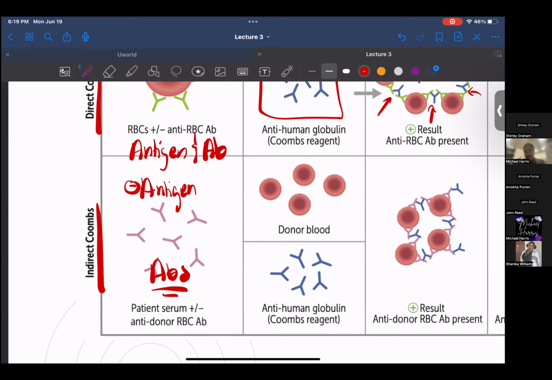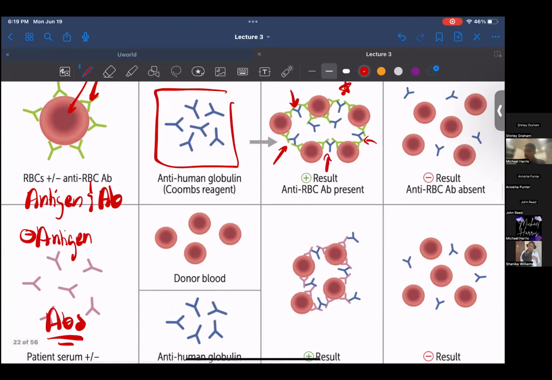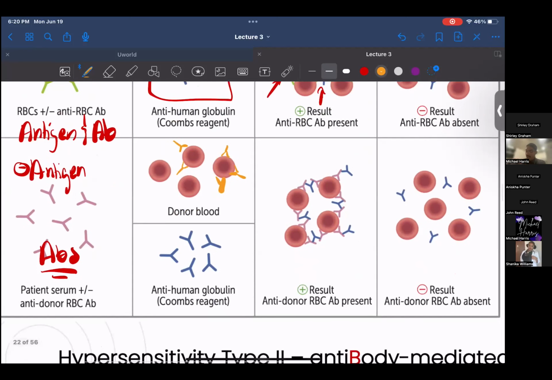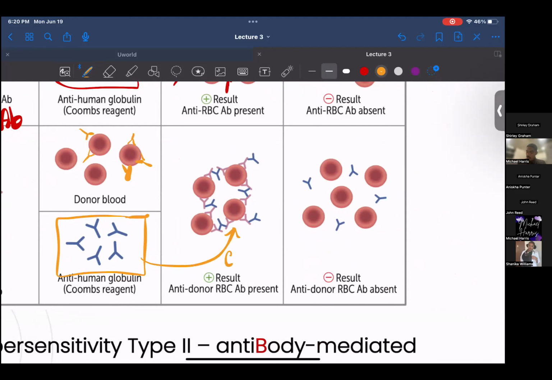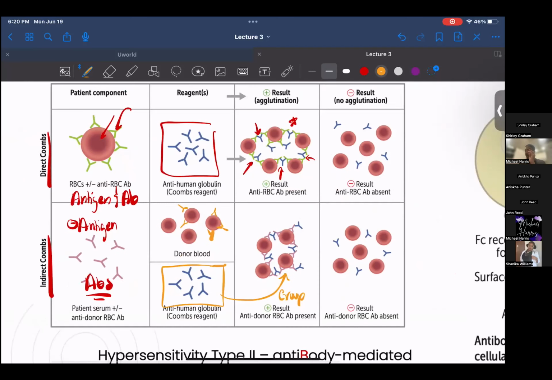We take the antigen that we suspect they may have an antibody for, and we expose it to them so they clump together. So essentially what we're doing is causing antibodies to bind to the antigens that we know or suspect the patient may have. And then we add in the corresponding anti-human globulin to cause it to group up once again, if it's present.